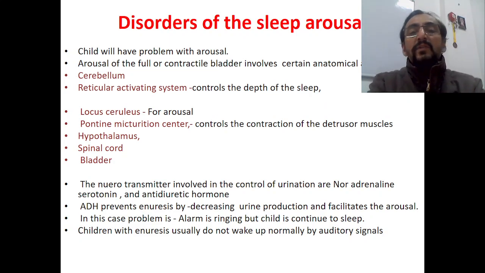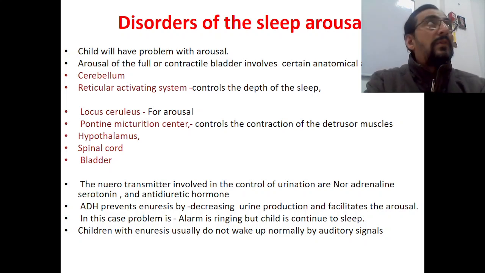Now there are some disorders of sleep arousal causing nocturnal enuresis. Sleep arousal means the child is not able to wake up during the micturition call. Whenever we get a micturition call, that means when the urinary bladder is distended, because of the mechanical stimulation we have an urge to pass urine, and immediately we get up. The problem with this nocturnal enuretic child is he is not able to get up when there is a micturition reflex. So the child will have a problem with arousal.